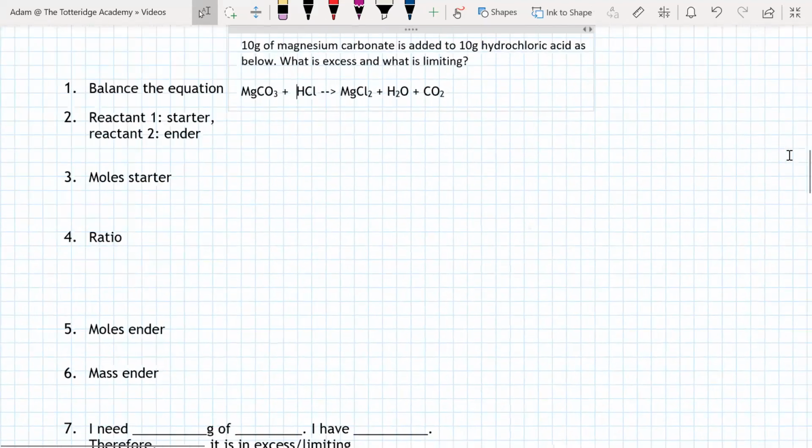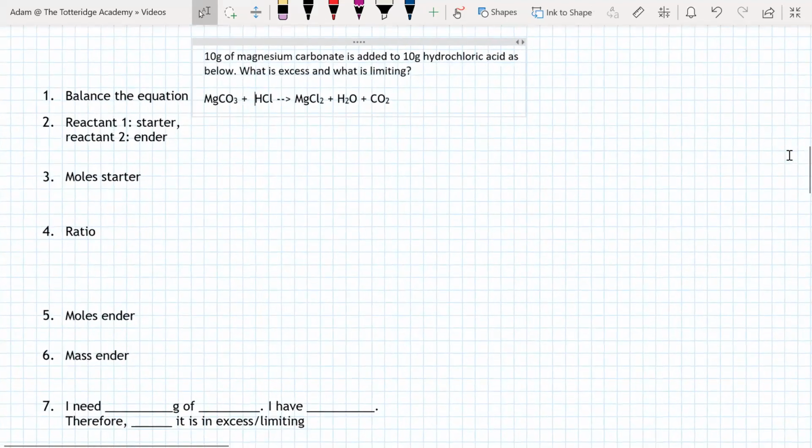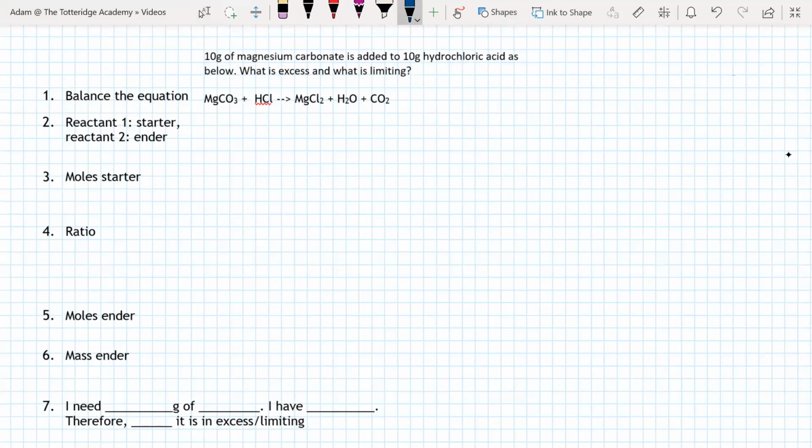Now, obviously, the second I put those up, you guys are starting to read all over those. So I'll let you just read them for a sec, and then I'll ask you to bring back your attention to me. So some of that should look quite familiar to you. Balance the equation should be familiar. Starter should be familiar. Ratio, enders should be familiar. This step looks new, and this step looks a bit different. Let me explain to you what I'm doing. First thing I need to do is figure out the moles that are reacting here.